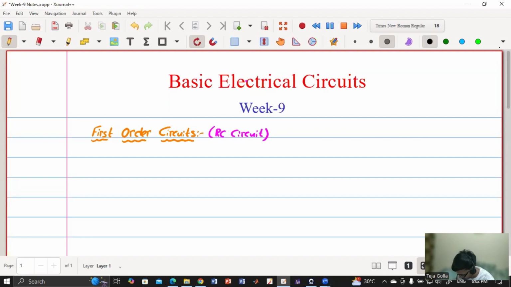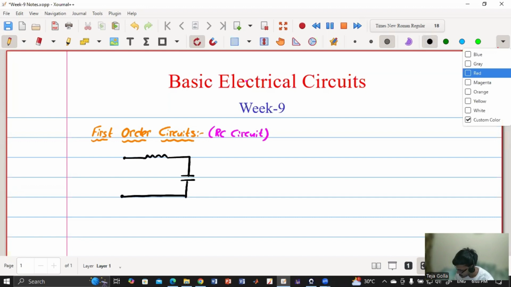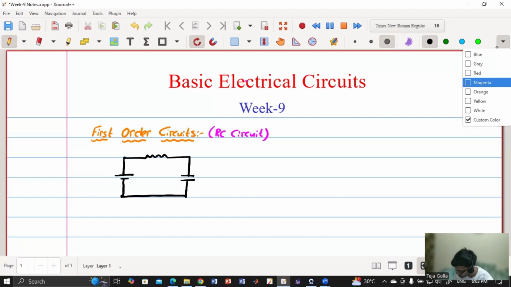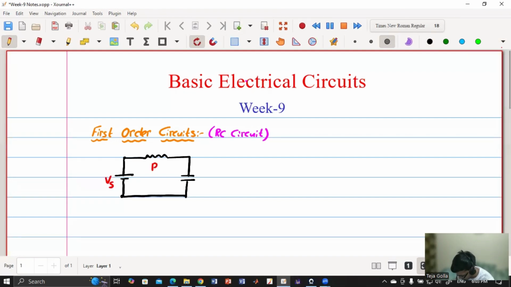So let us consider the circuit something like this. We have a resistor here, and here we have a capacitor, and here we have a DC voltage source. So it's a DC voltage source that I'm considering. Let the values be VS, which is the DC voltage source, R and C. And we are trying to find VC of t.